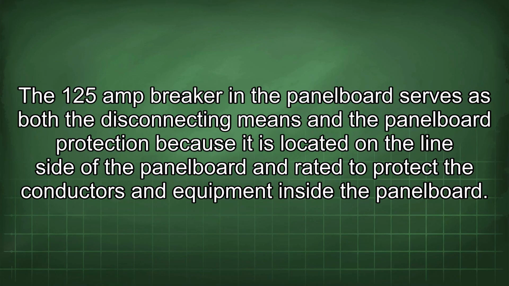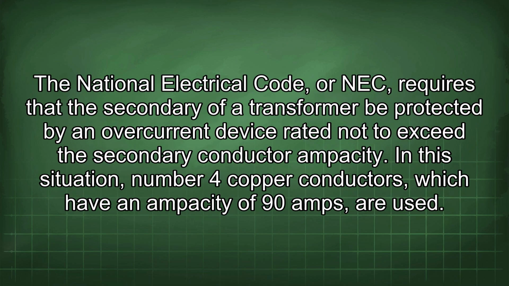125 amp breaker in the panel board serves as both the disconnecting means and the panel board protection because it is located on the line side of the panel board and rated to protect the conductors and equipment inside the panel board. The National Electrical Code, or NEC, requires that the secondary of a transformer be protected by an overcurrent device rated not to exceed the secondary conductor ampacity.